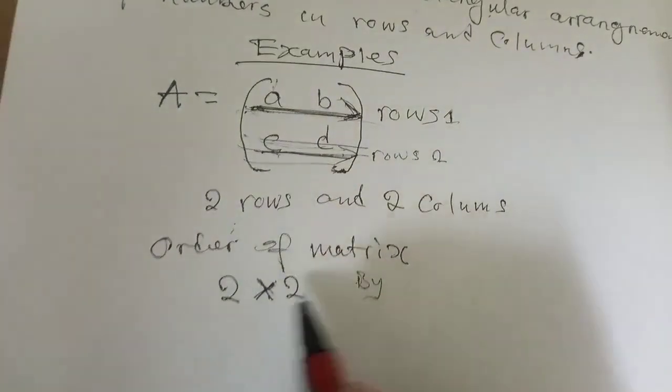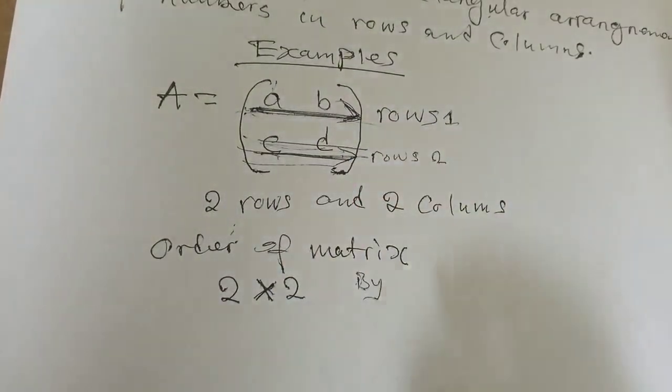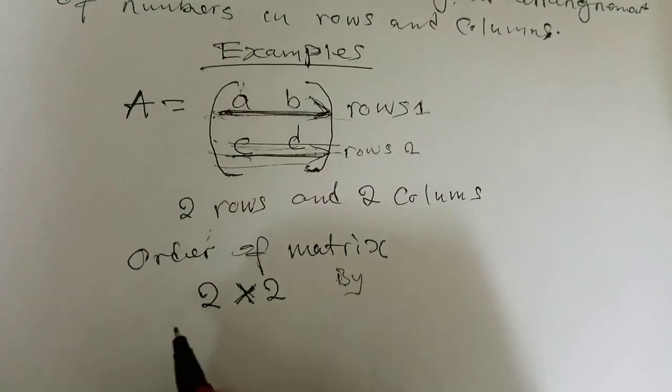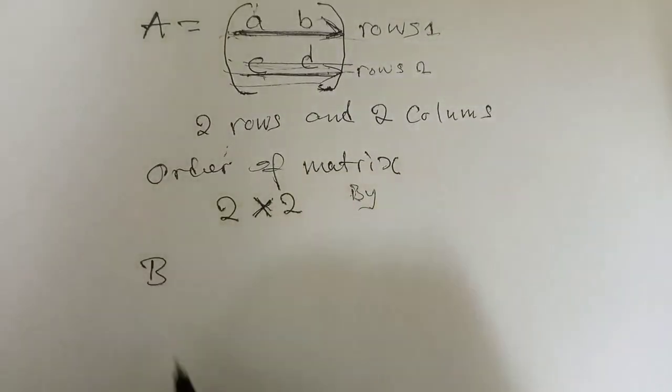So this is a 2 by 2 matrix. This is what? A 2 by 2 matrix. You should know this. This is actually simple to solve. So let's solve other examples. Suppose we have this question. We have, let's say, matrix B.